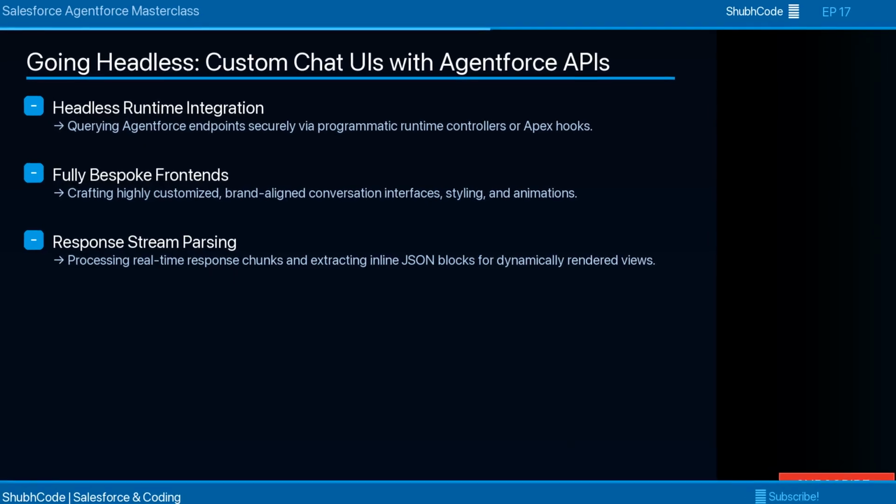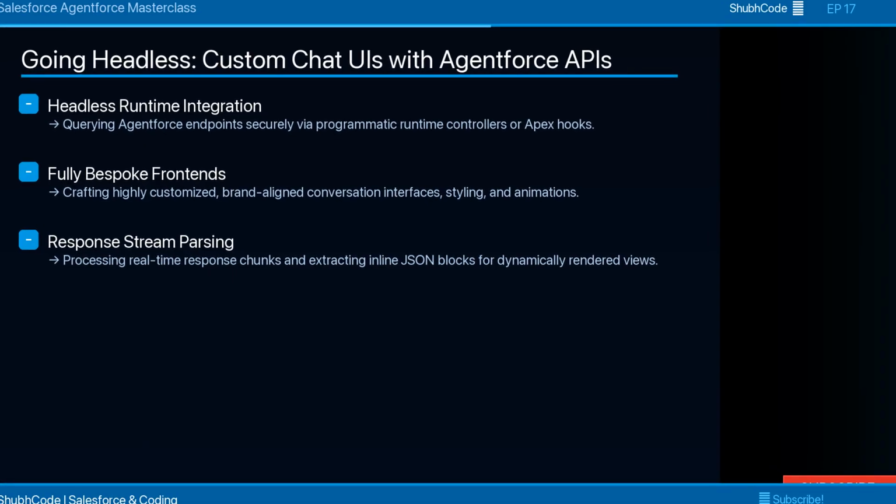What if you don't want to use the standard out-of-the-box Salesforce chat console? Enter the Headless Agentforce API, allowing you to build completely bespoke chat experiences using LWC. Think of this as ripping out the dashboard of a car and building your own custom digital display while keeping the powerful engine underneath. You use wire adapters or imperative Apex to send user prompts directly to the Agentforce runtime, then parse the response streams to build a highly custom, branded interface.